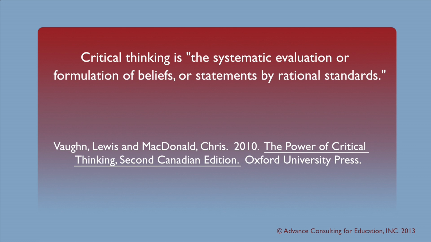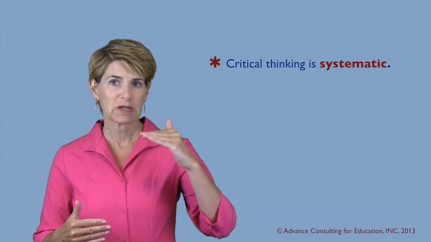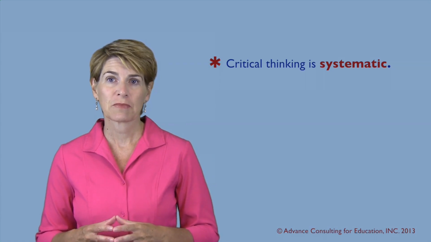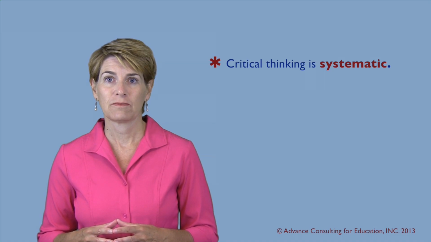Here's a definition that comes from a current and core textbook on critical thinking. Critical thinking is the systematic evaluation or formulation of beliefs or statements by rational standards. In the third definition of critical thinking, we're going to focus on the point that critical thinking is systematic. So when we're thinking critically, we're following very clear steps or a very clear process. And we'll look at what some of these processes are further into this session.